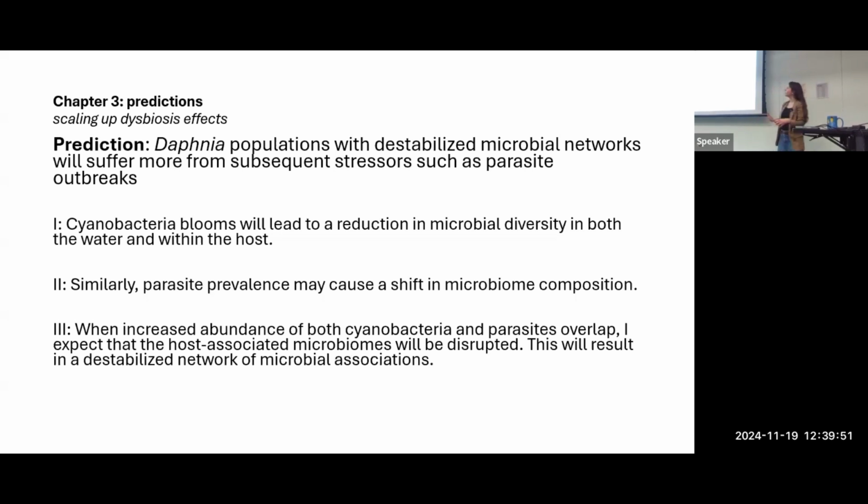Similarly, I expect my parasite prevalence to also cause a shift in microbiome composition. Now, when these both overlap or occur right near each other, I expect that the microbiomes will be increasingly disrupted. So there is a cascade of effects resulting in a destabilized network, not only in the host-associated microbiomes, but I also expect to see a similar disassociation within the aquatic community in the water column.